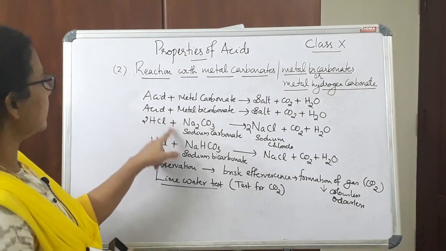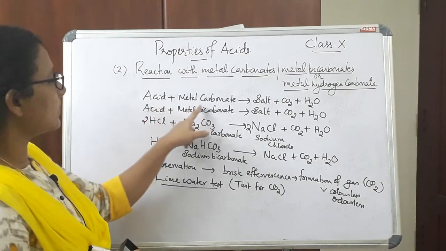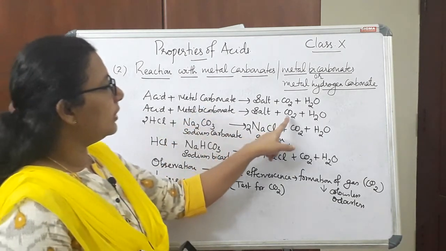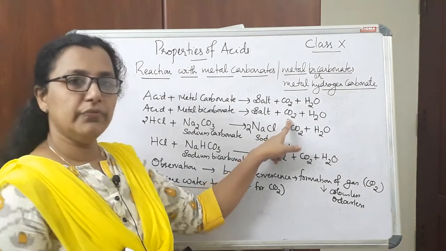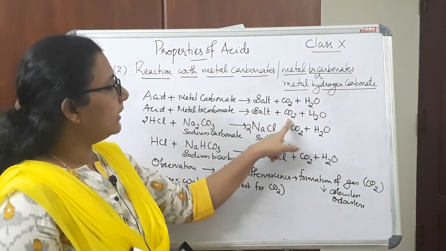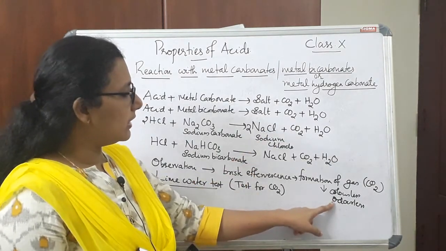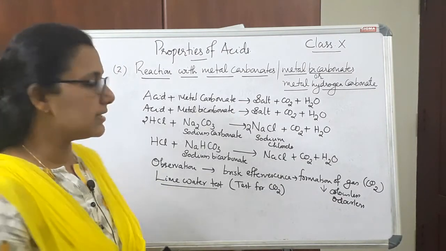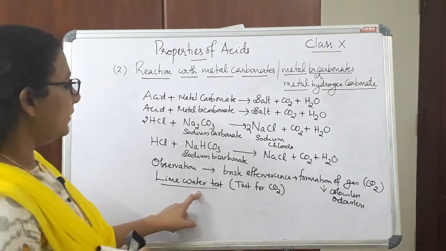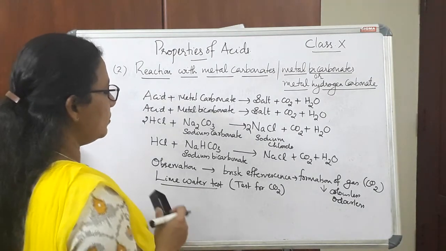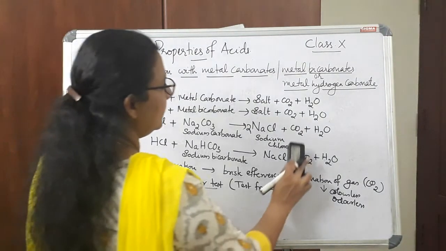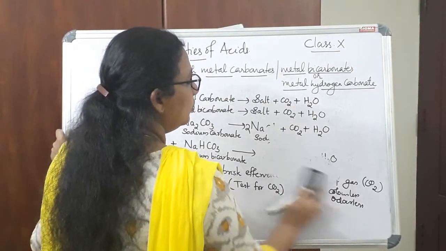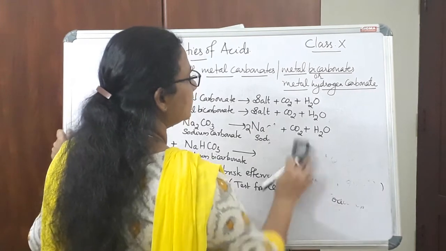So in the reaction, that is when acid reacts with metal carbonate or metal bicarbonate, we can see carbon dioxide gas in the form of a brisk effervescence, and that gas is colorless and odorless. That carbon dioxide gas can be tested in the laboratory using the lime water test. So how do we test carbon dioxide gas in the laboratory? We need to see how we can do the lime water test.